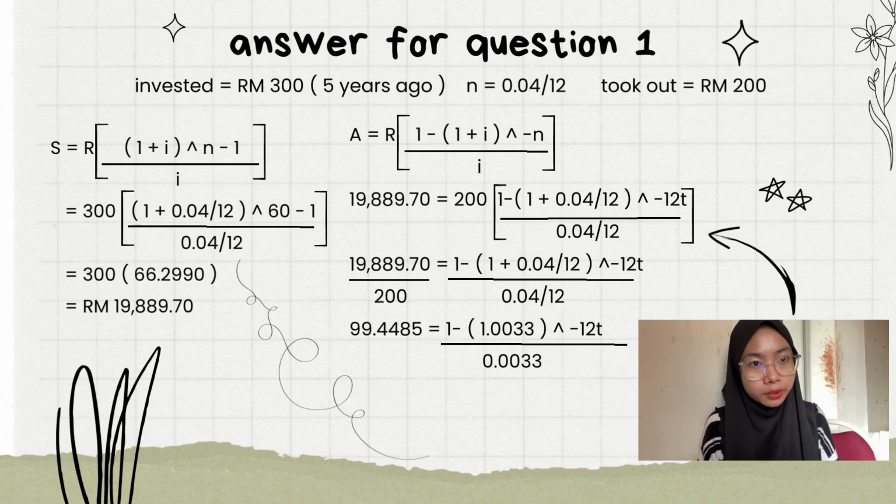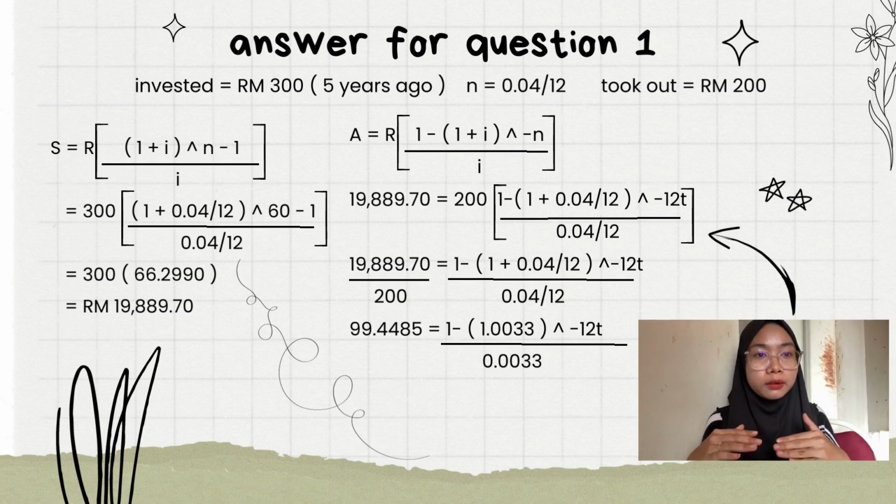Part B, question 1. Using the formula of future value, S equals R in bracket (1 plus i) to the power of n minus 1, divided by i. So we put everything in the formula. So R equals 300 in bracket (1 plus 0.04 per 12) close bracket to the power of 60 minus 1, divided by 0.04 per 12.